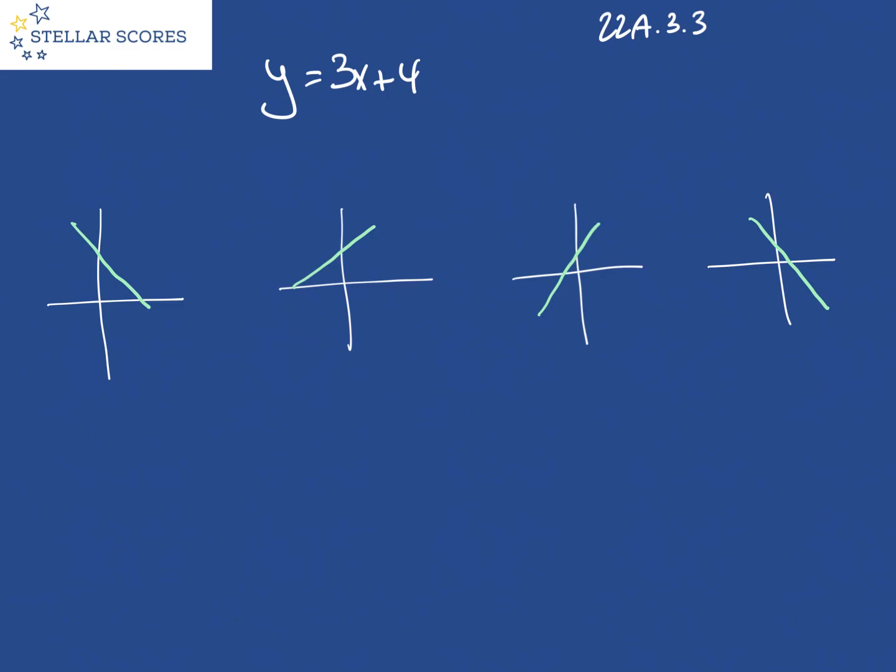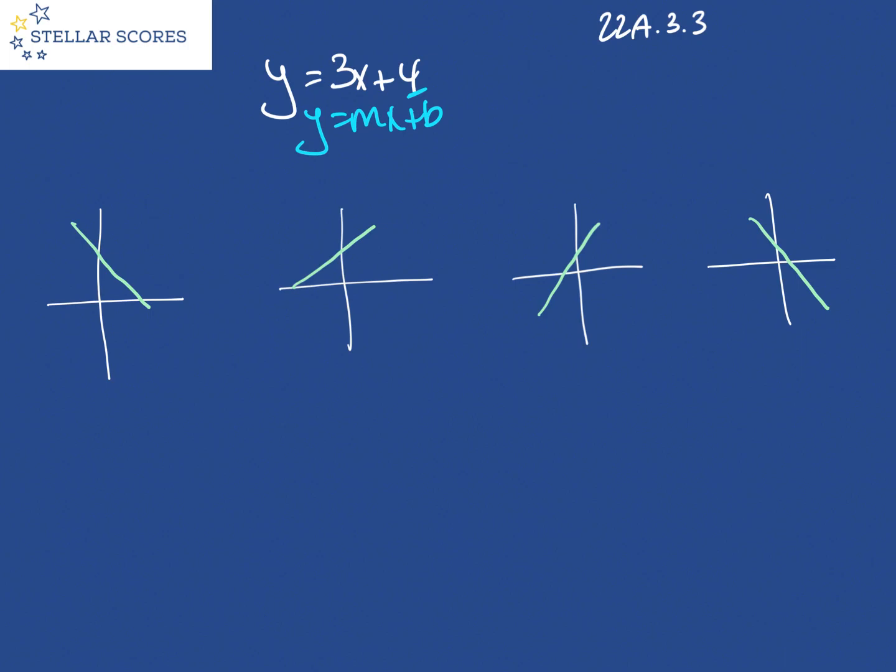All right, this question gives us the equation y equals 3x plus 4, and then we've got to figure out which graph it is. So remember, this is based off the y equals mx plus b form, where m is the slope and b is the y-intercept. An easy thing to check is, which ones go through 4? And they all do, so that's not going to help us.